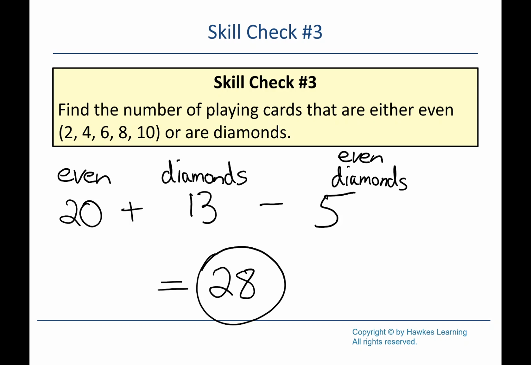Yes, that's exactly it. Because here we're counting them in the evens. So the even diamonds get counted here, and they get counted here. So we don't want to double count, so we have to subtract one counting of them. Yeah, so you're exactly right. Okay, anything else on that before we bail out on it?